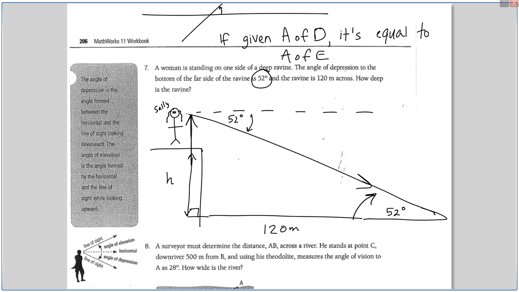Okay, so what's the height of this ravine here? What label is H? That's the opposite. 120 is the adjacent. So we're going to use tan. 52 goes next to the tan. All over 1. Opposite H on top of 120. In this case, the unknown is in the numerator. So do we times or do we divide? If the unknown is in the numerator. Times, good.